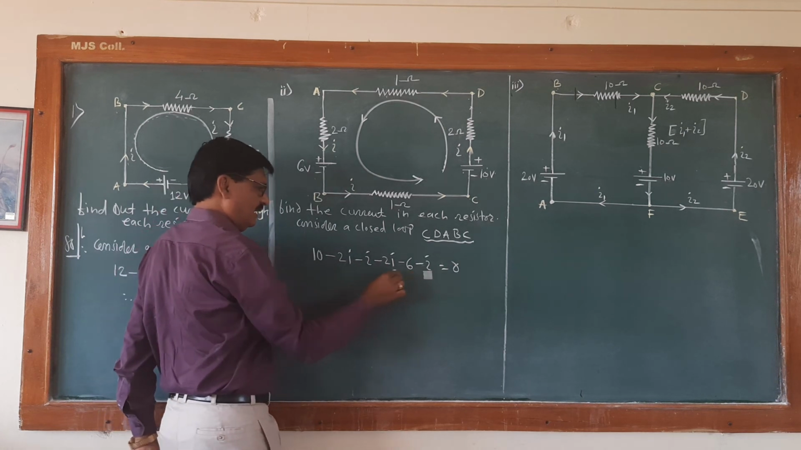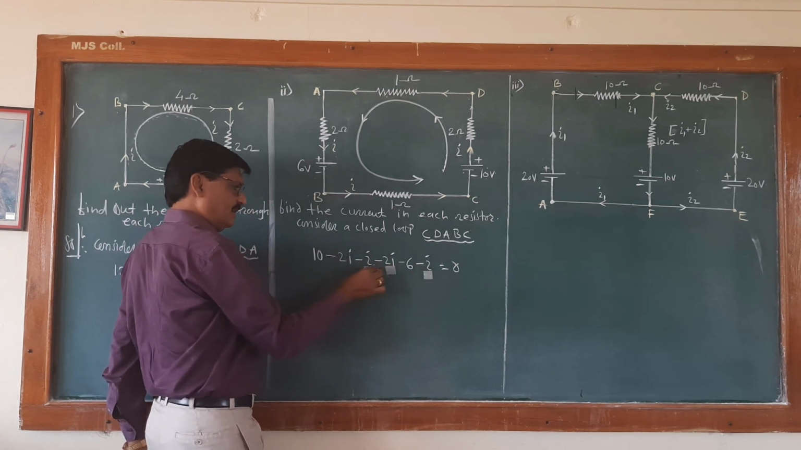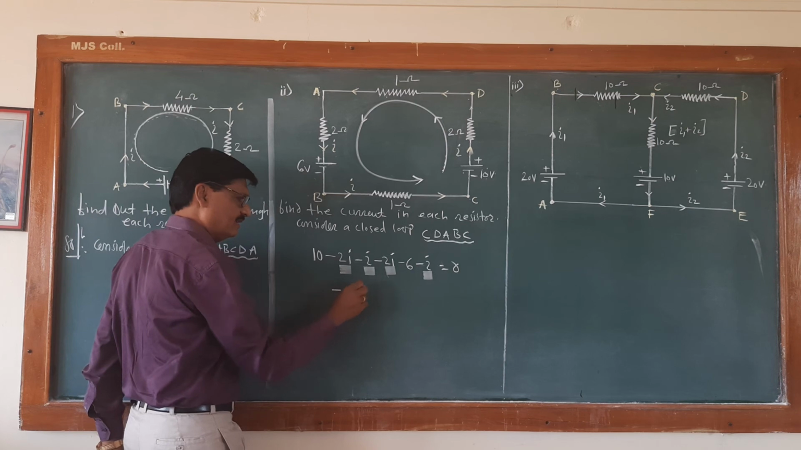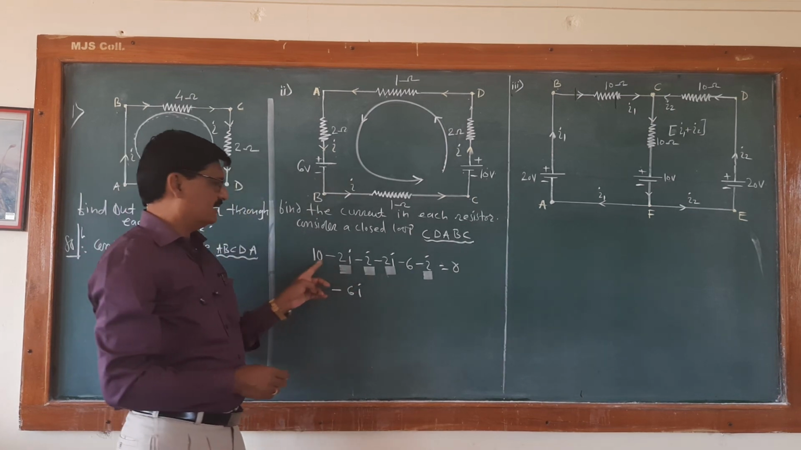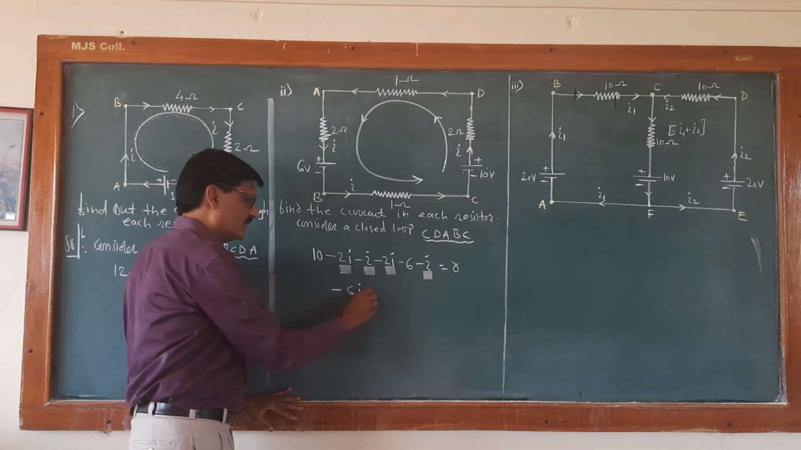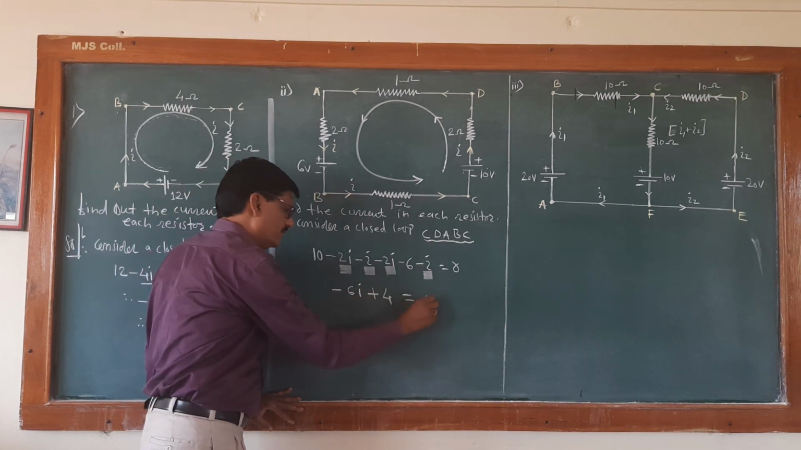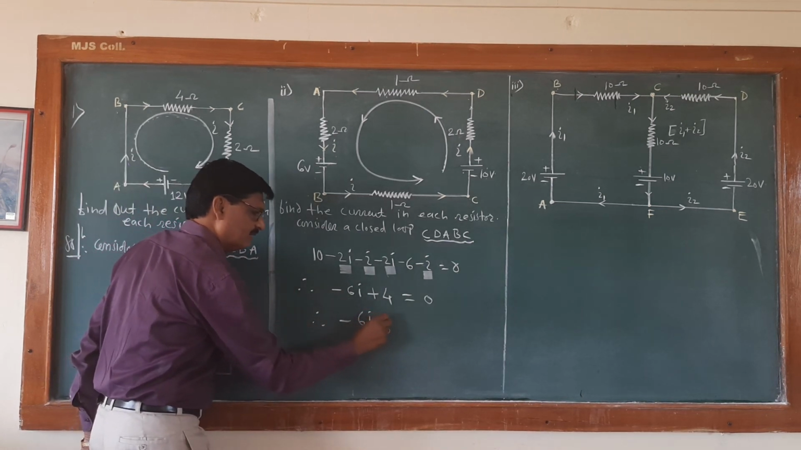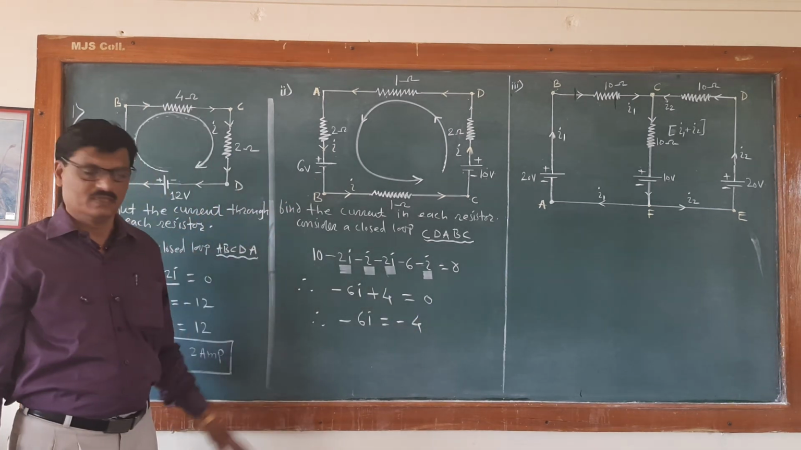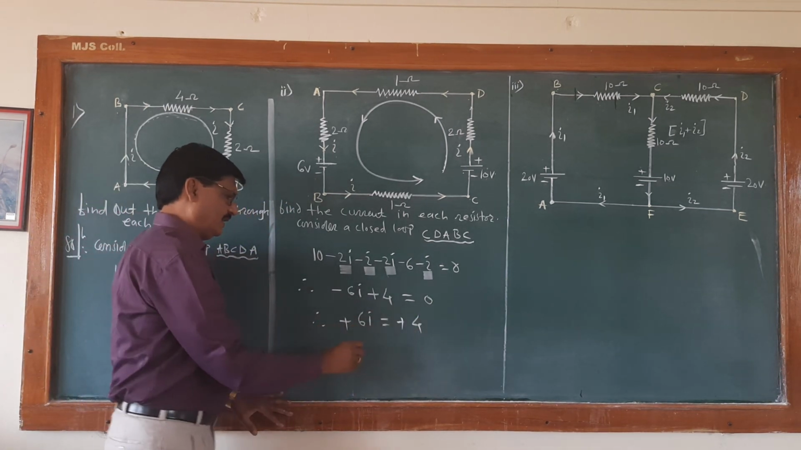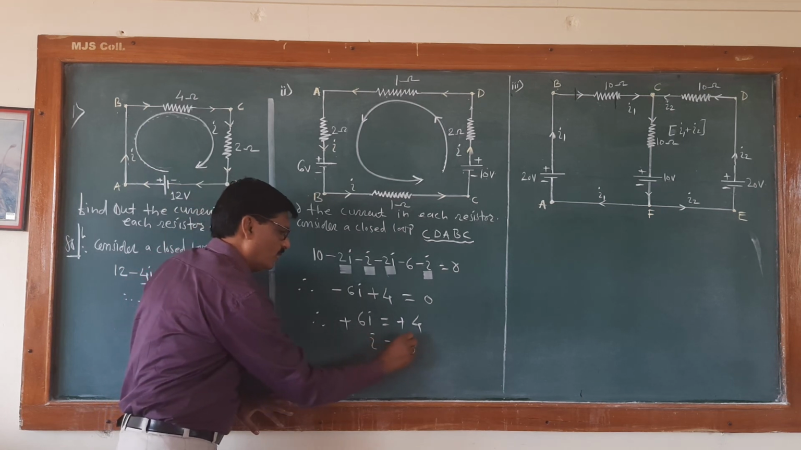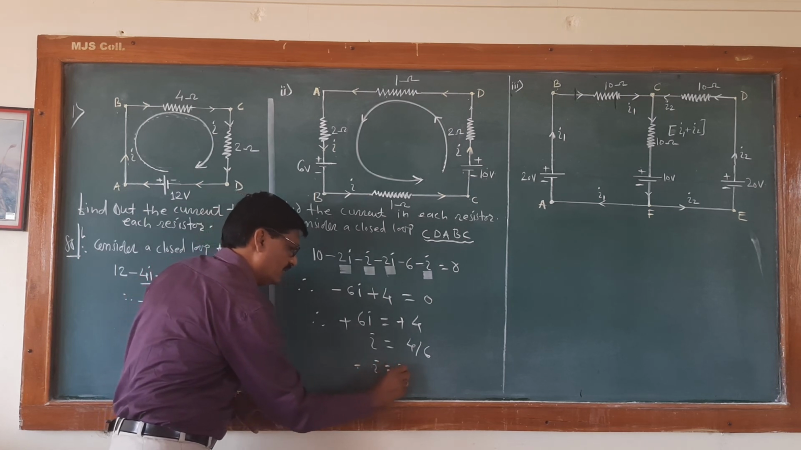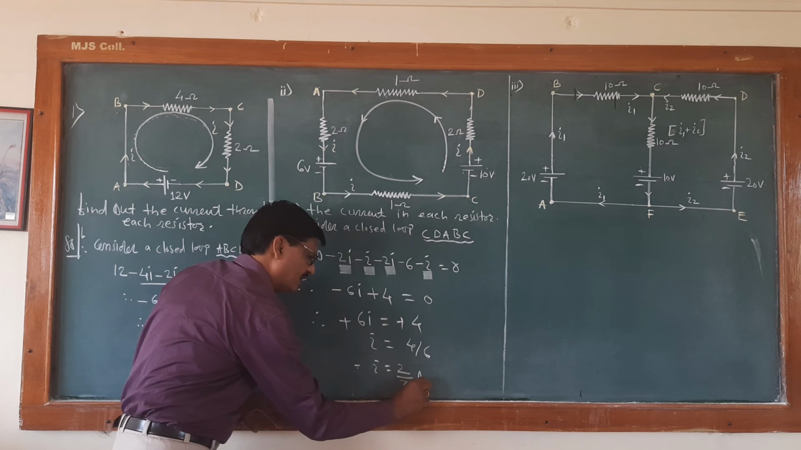Therefore this minus I, minus 2I, 3I, this is minus I, 4I, and this is minus 2I, this becomes minus 6 times I, and this plus 10 minus 6 it becomes plus 4, this is equal to 0. Therefore minus 6I is equal to minus 4, this minus minus becomes plus, and therefore I is equal to 4 divided by 6, and after calculating this, I is equal to 2 divided by 3 ampere.